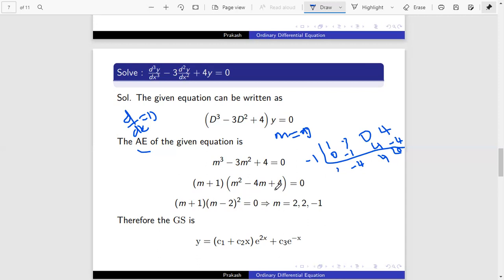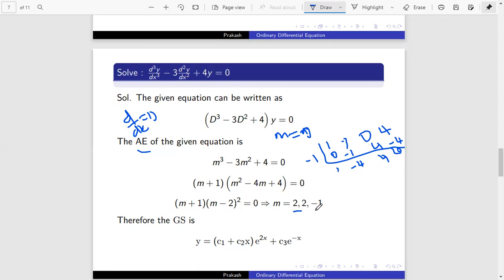We all know how to find the roots of a quadratic equation. You can factor this, and you can also use the quadratic formula, minus b plus or minus root of b square minus 4ac divided by 2a. If you use this, you can get the roots. If we find the roots, we get 2, 2, minus 1. Here two roots are equal, and one root is different.